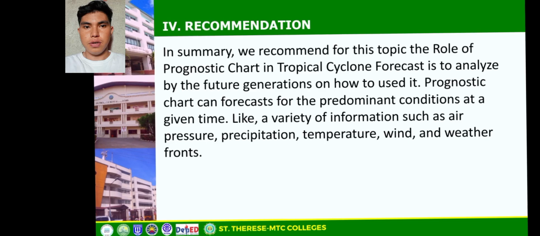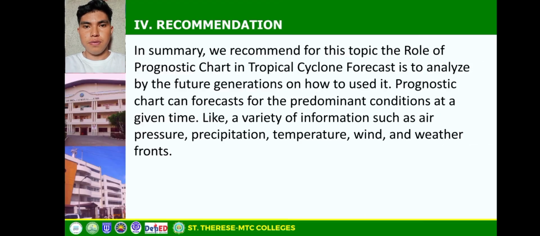For our recommendation, in summary, we recommend that this topic, the role of prognostic chart in tropical cyclone forecast, be analyzed by future generations on how to use it. A prognostic chart can forecast the predominant conditions at a given time, with a variety of information such as air pressure, precipitation, temperature, wind, and weather fronts.